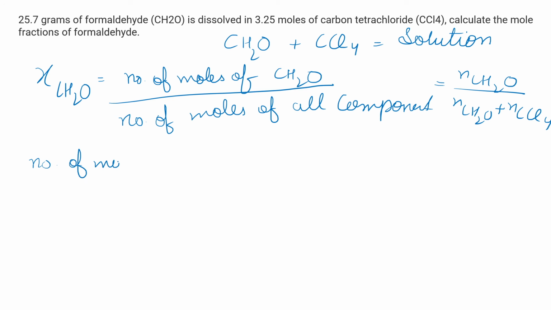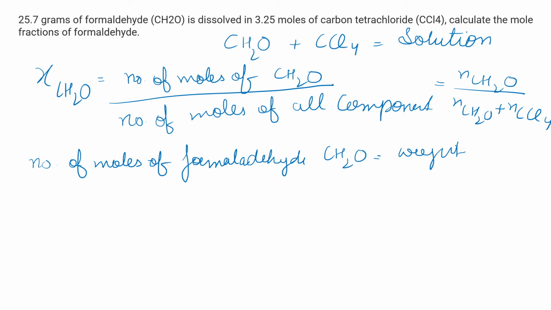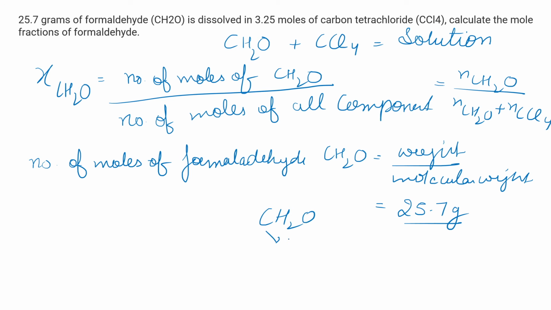Number of moles of formaldehyde or CH2O is weight by molecular weight. What is the weight for formaldehyde they have given? They have given 25.7 gram. Molecular weight for formaldehyde CH2O: carbon has a weight of 12, hydrogen has a weight of 1, 1 into 2, 2 atoms are present, 16 for oxygen. So 12 plus 2 plus 16.